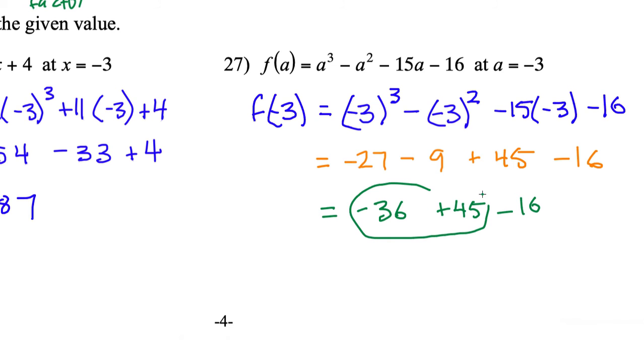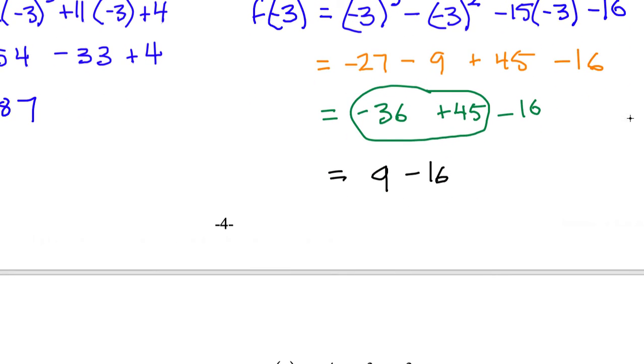This is also nice because I'm always looking for powers of 9. Everything is a power of 9. That's a power of 9. That's a power of 9 as well. So -36 and 45 is just 9. So this is now equal to 9 minus 16. And now our powers of 9 is ruined. 9 minus 16 is -7, and that is our final answer.